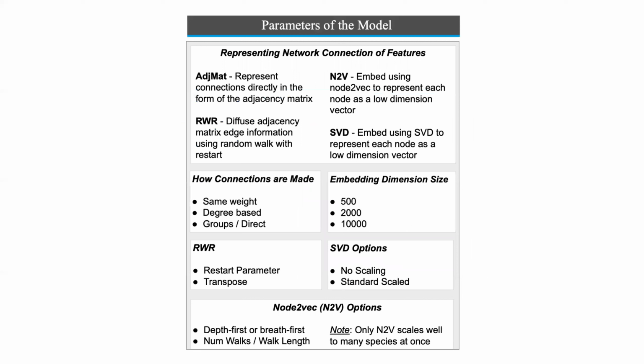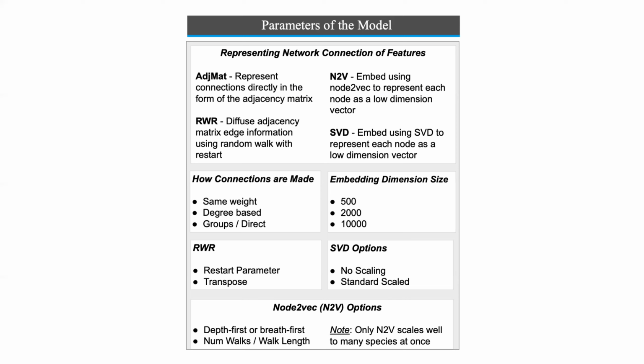So what we did is we tried to extensively see how we can optimize building these cross-species network models. There's using the adjacency matrix, where we just concatenate the edges directly. Then we can take that adjacency matrix and spread the information on the edges with random walk with restart. We can use Node2Vec to do a random walk based lower dimensional representation, and also just SVD. We can connect the nodes together based on just, if it's a connection, we give it a weight of 1. We can use the degree of the nodes that are connecting it. We connect it directly node to node, or we can make a new node for an orthologous group.